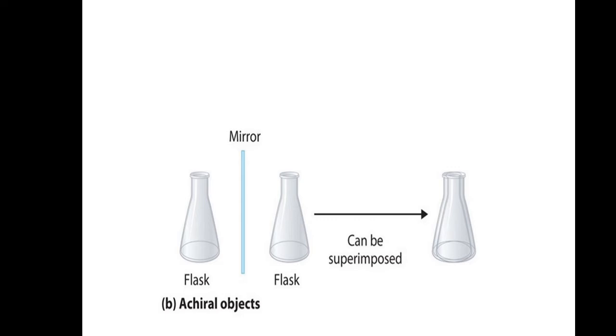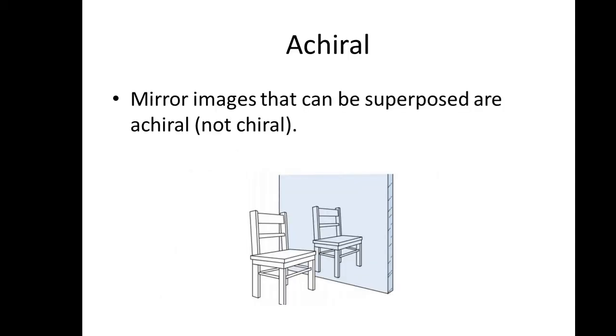Here the image of a conical flask is given. The flask and its image. When we place this object on this image, they will be superimposed on each other. It will exactly match. So it can be considered as not chiral, or achiral. If an object and its mirror image are superimposable on each other, such an object can be considered an achiral object.